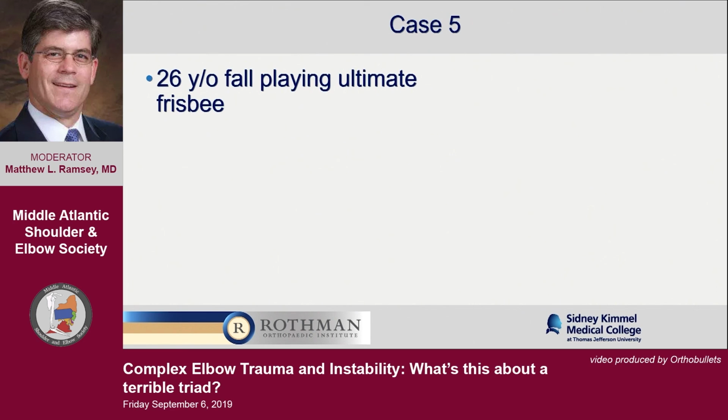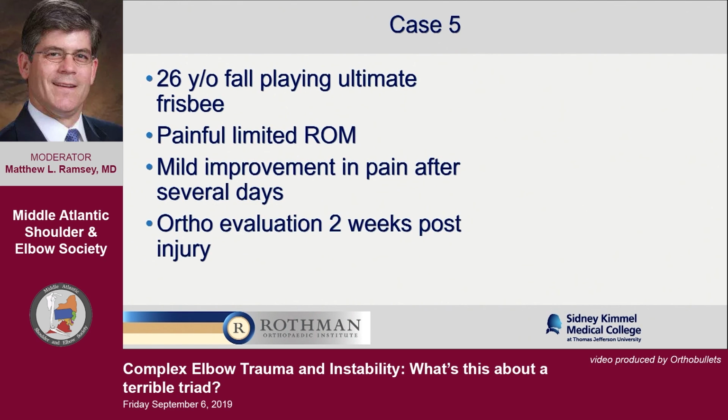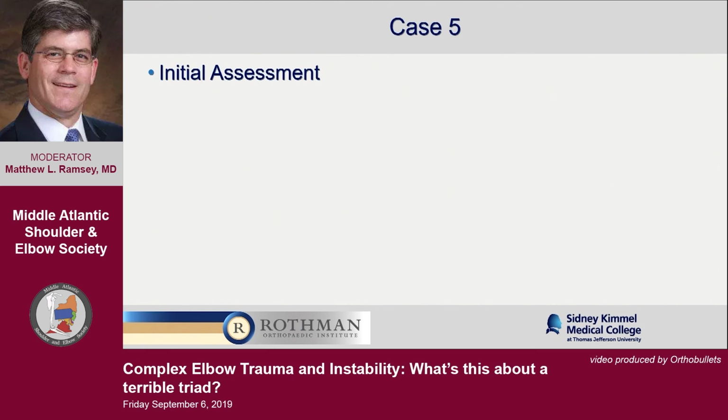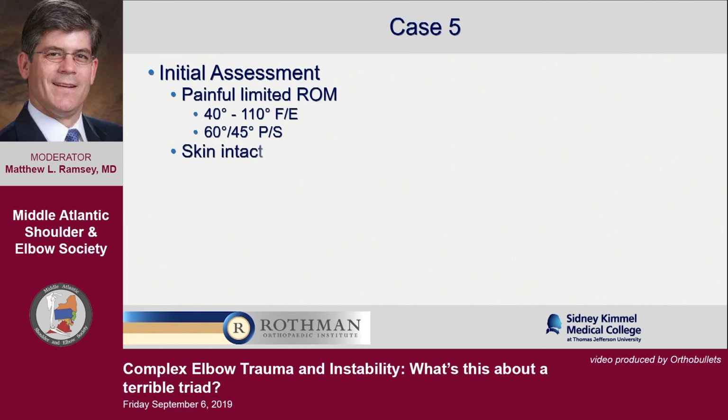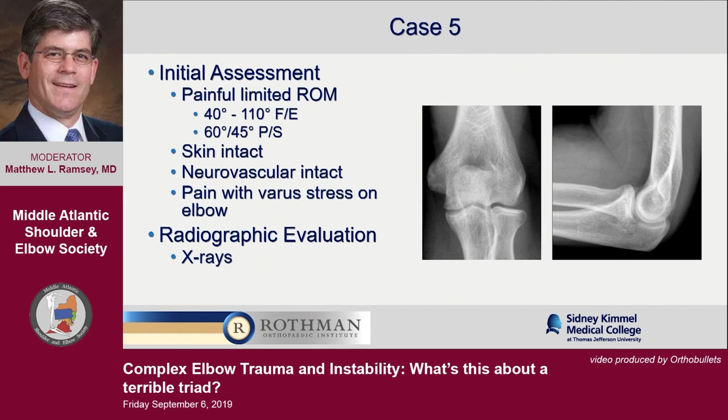This 26-year-old fell playing ultimate frisbee, same sort of presentation. He was initially painful, but he could move his elbow a bit. He was seen 2 weeks post-injury. Had some limitation in motion and rotation, and pain with a varus stress on the elbow. And his x-rays were this. Anything concerning?